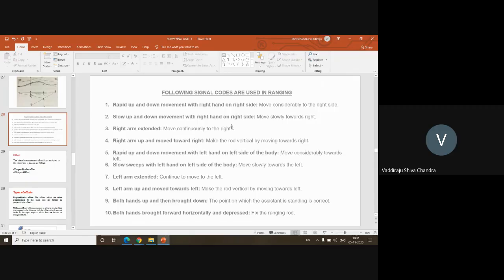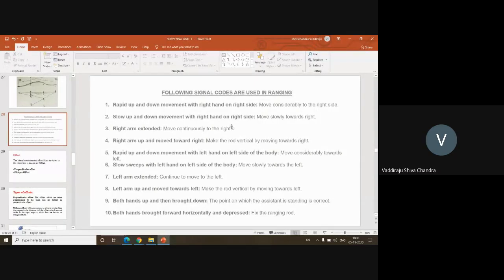When both of your hands are brought forward horizontally and depressed, then you are giving an indication to fix the ranging rod at that position. So there is a small difference between the point 9 and 10. When both hands are moved up and down, you are giving the instruction to the assistant that the position where he is holding the ranging rod is correct.